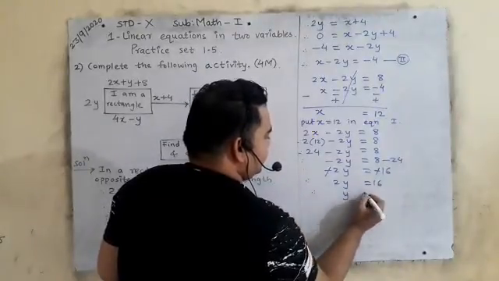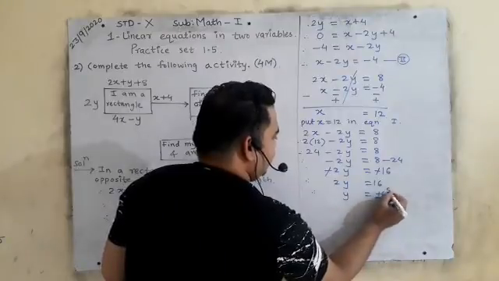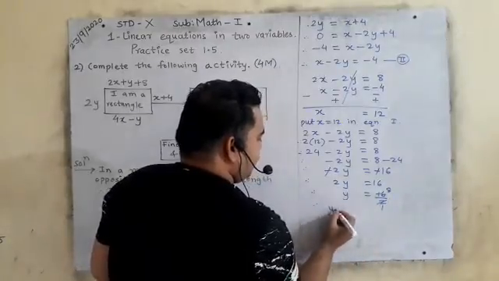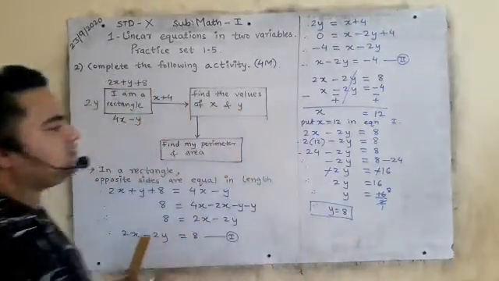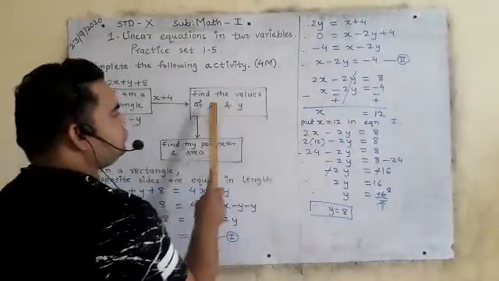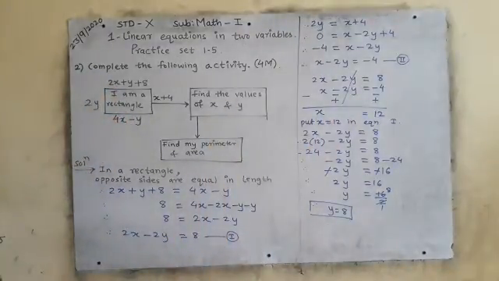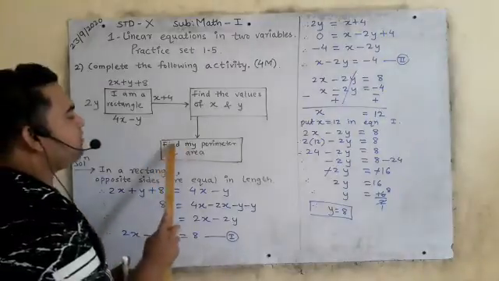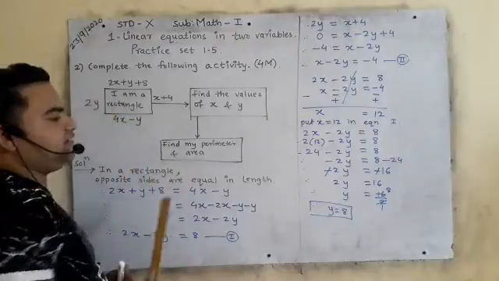Therefore y is equal to 16 upon 2. So 2 ones are 2, 2 8s are 16. Therefore y is equal to 8. I hope you understood. y is equal to 8. So x is equal to 12 and y is equal to 8. I hope you understood how to solve. Yes, now we will find the perimeter of the rectangle and the area of the rectangle.